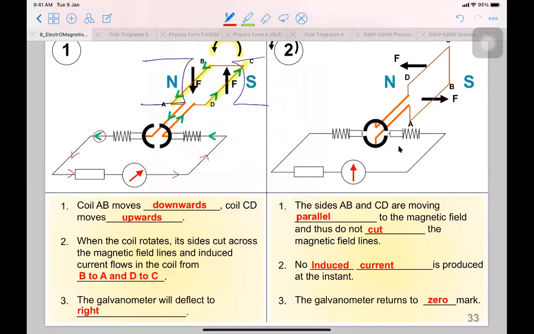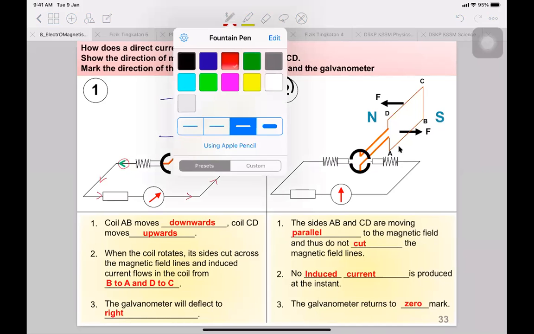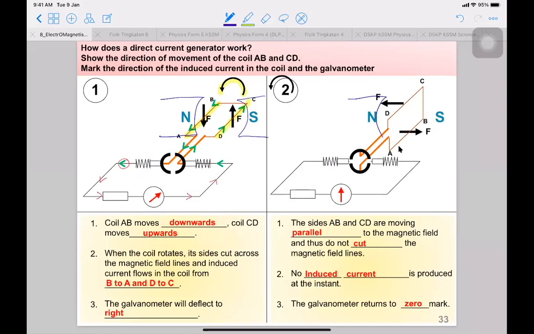Okay, next, step number 2. When the coil rotates, now it will be in a horizontal position. It is upright, vertical position. So the sides AB and CD are moving parallel. What moving parallel means is that they leave out the magnets.